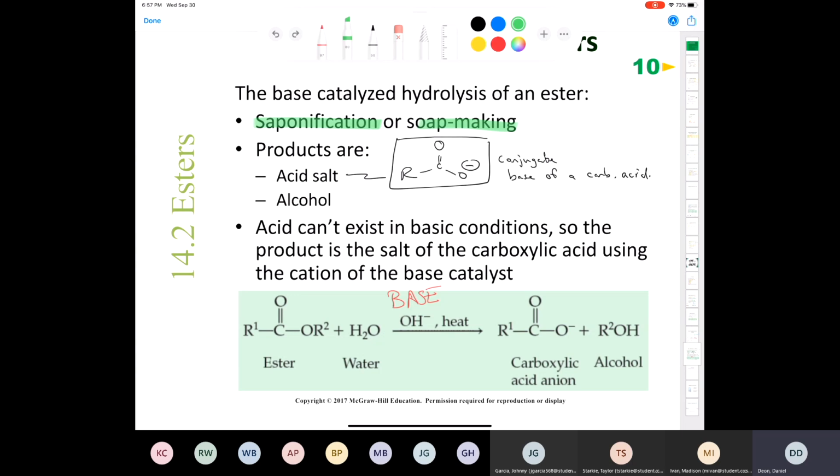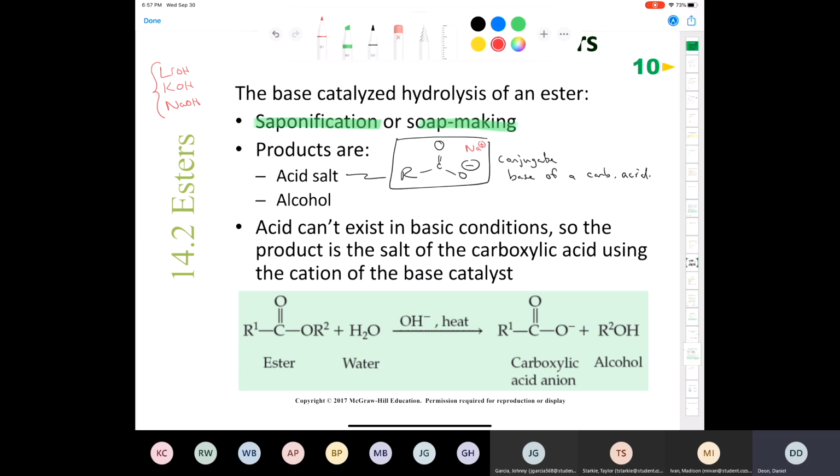So let me show you what I mean by that. Here they say a carboxylic acid salt. So let's imagine we have a sodium salt, the sodium carboxylate. Okay, good. So here where they say hydroxide, it could be lithium hydroxide, it could be potassium hydroxide, it could be sodium hydroxide. Those are the most commonly used bases.